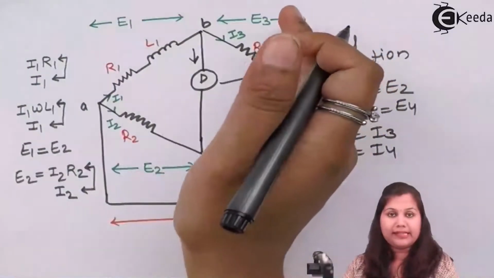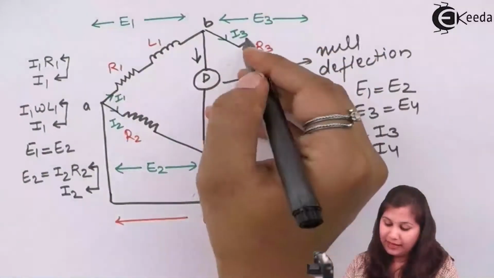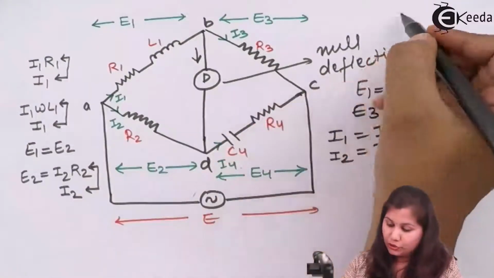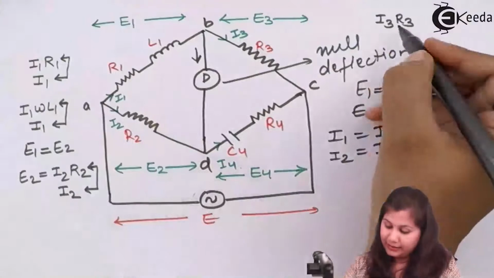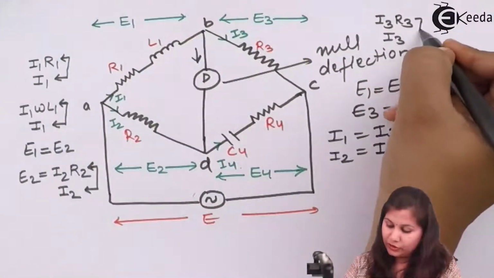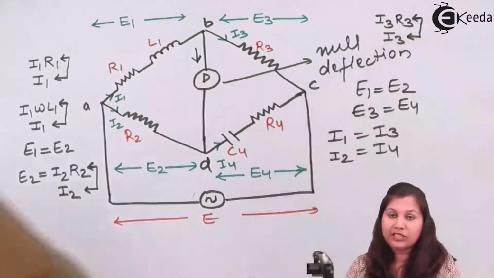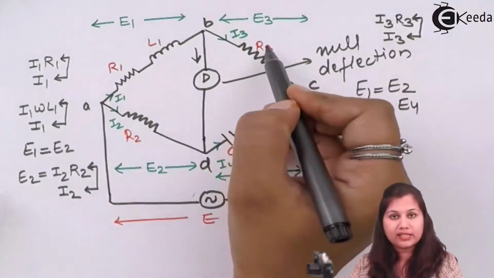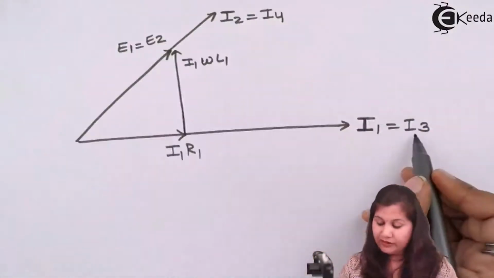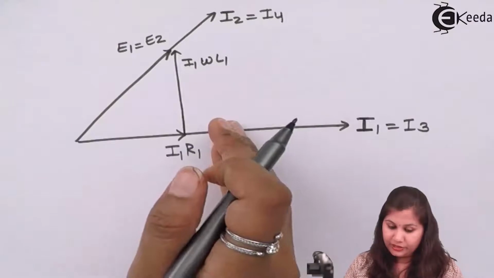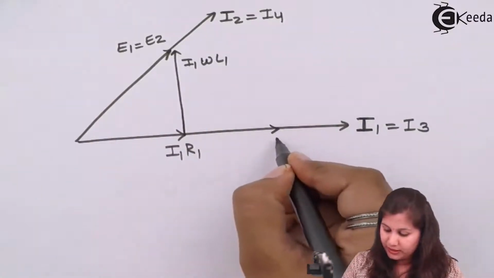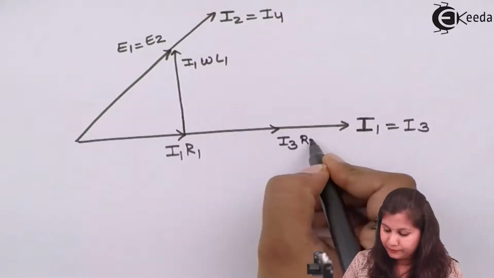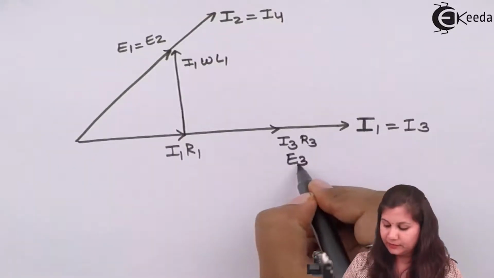Now coming to the BC arm. Here we have the resistance R3. So the potential drop will be I3 R3 and the current is I3. These two will be in the same phase with each other because it is across a resistance. So I3 we have already drawn, and I3 R3 will be on the same line. So just draw this I3 R3, or we can say this is E3.